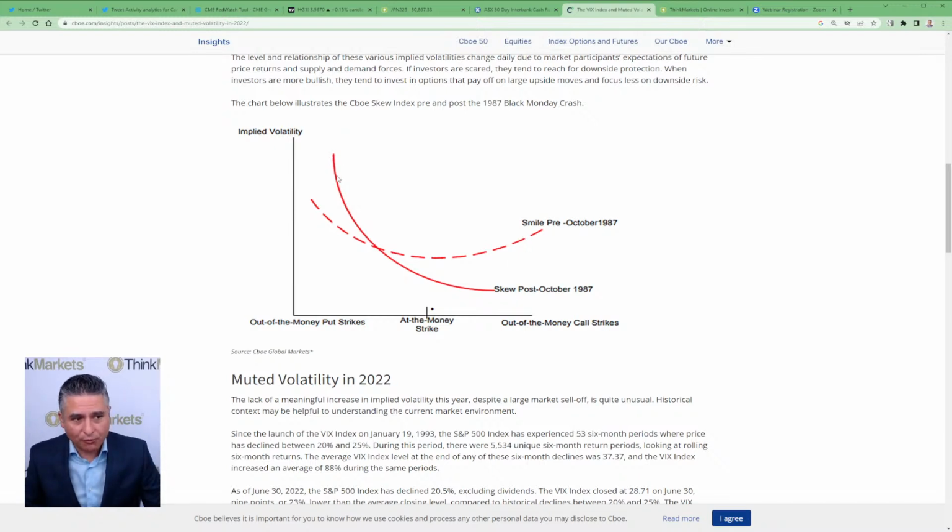Post-87, after the crash, we saw fund managers start to pay more effectively, pound for pound, dollar for dollar, for puts rather than calls, because they were trying to hedge themselves for another black swan event, as it was 1987.